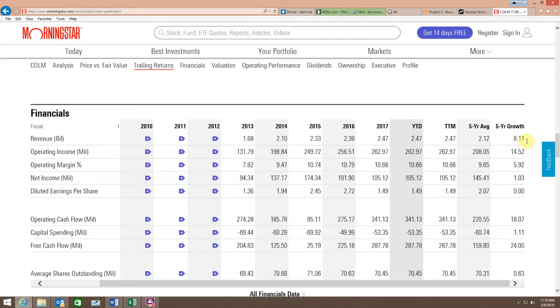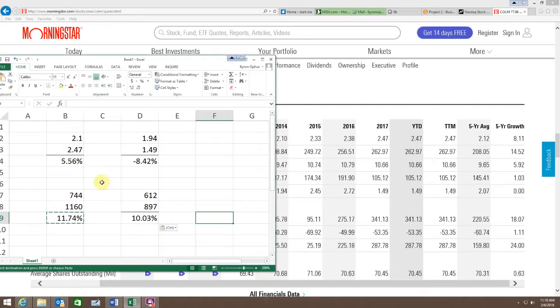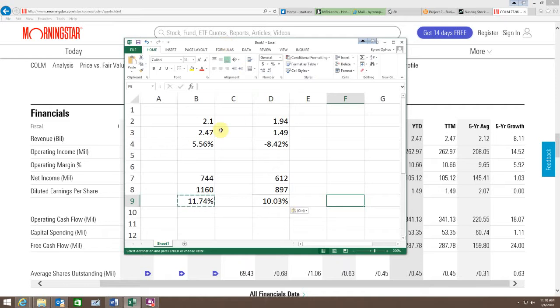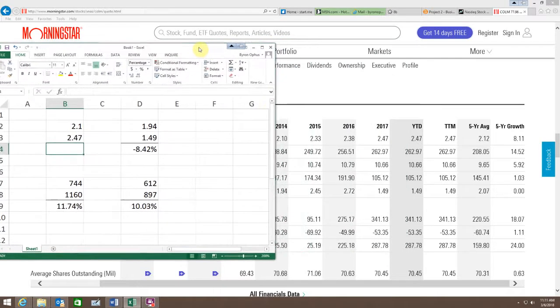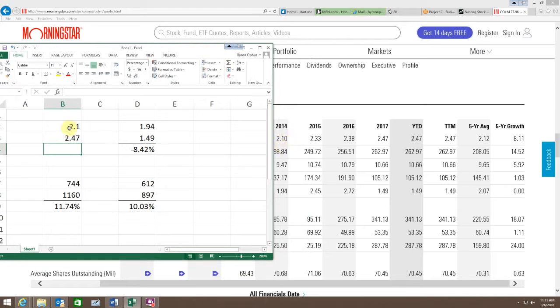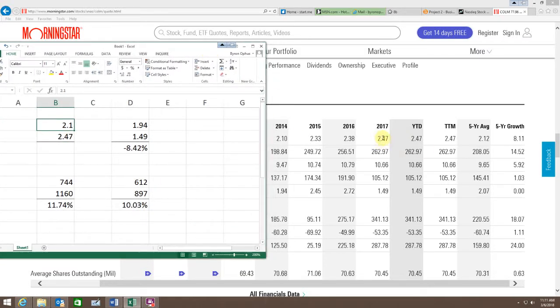Now that gives you a 5-year growth rate. Well, that'd be nice, but I'm going to want you to calculate that 3-year growth rate. So what do we do? Well, let's do it like this. I'll just delete these. And this you've done on some of your assignments, so you should be able to do this, right? You've got 2.1 as your beginning number there, and 2.47 is your ending number.